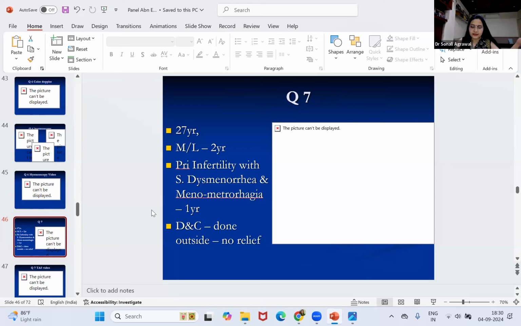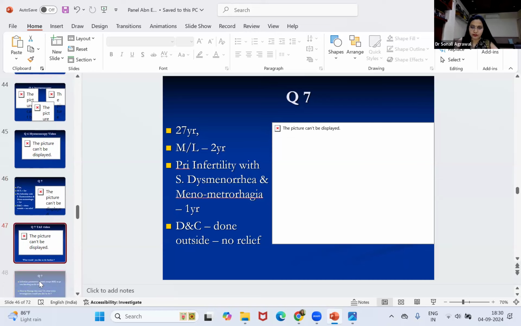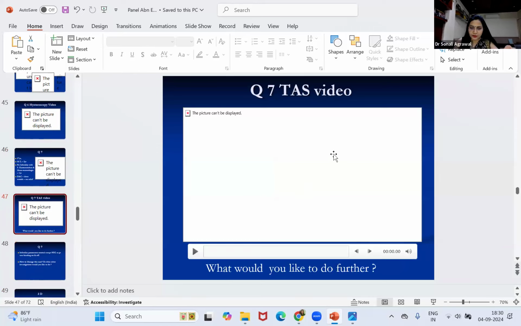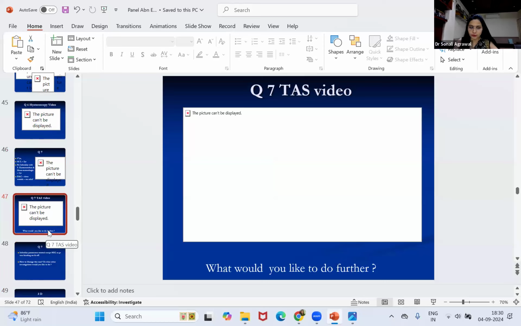So this is another patient. She's 27 years, married since 2 years, with primary infertility, severe dysmenorrhea and menometrorrhagia since 1 year. D&C was done outside somewhere else, but she was not relieved. And then she came here with the endometrium thickened in the lower portion.